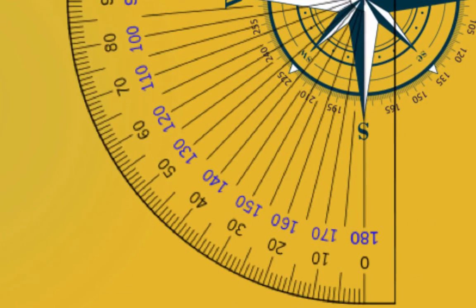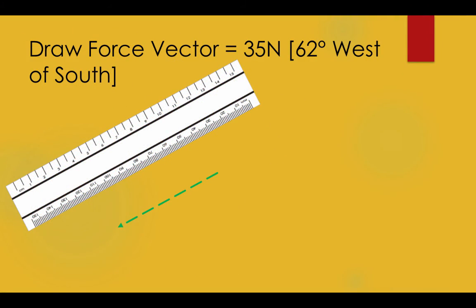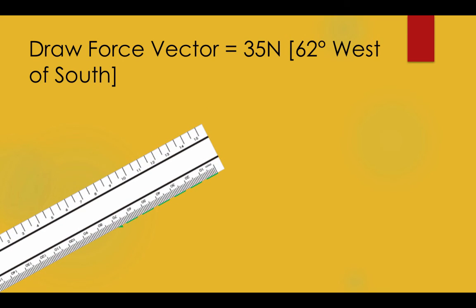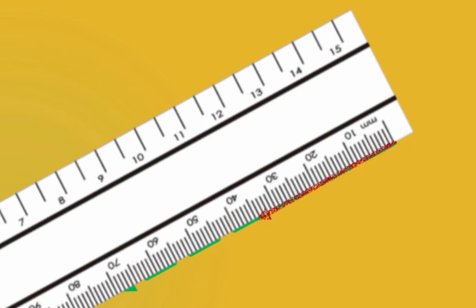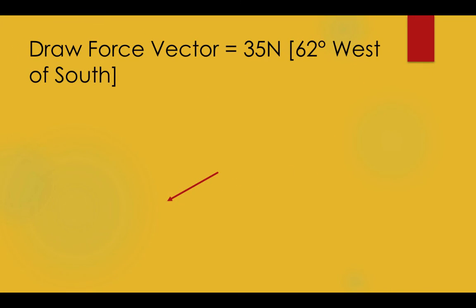We're now going to draw a line 62 degrees west of the south arm of the compass. I'll draw it in green. Now we're going to move the compass and the protractor out of the way and bring in a ruler. Let's decide that 1 millimeter equals 1 newton. We need to make our 62 degree line 35 millimeters long. So move the ruler in place and draw a line over top of your green line 35 millimeters long. If we move the ruler out of the way and erase our green line, we now have a line representing a value of 35 newtons of force with a direction of 62 degrees west of south.